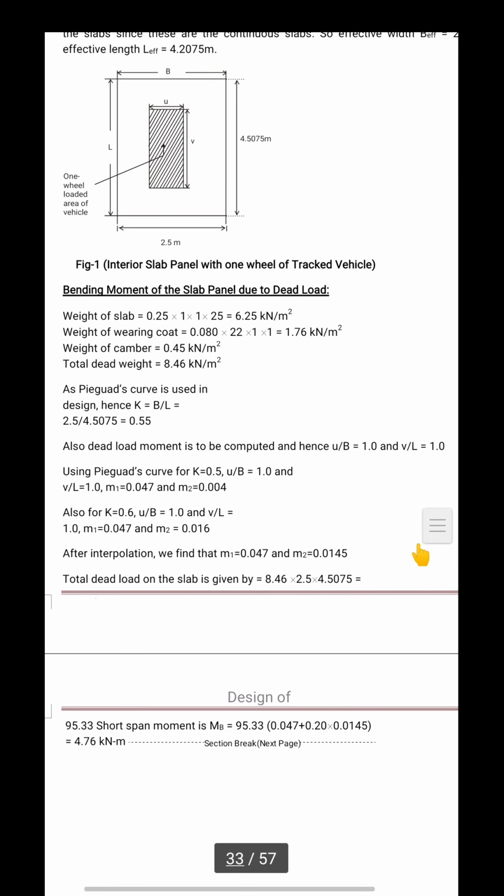See, using Picard's curve, K equal to 0.5, U by B 1, V by L 1, M1 equal to 0.04. So means it is less than 5. I told na, it is 0.47. So the value of M1 is multiplied with 100. So whenever we are going to consider the value for M1 in this problem, we should divide it by 100. There it is in between 4 and 5, correct.